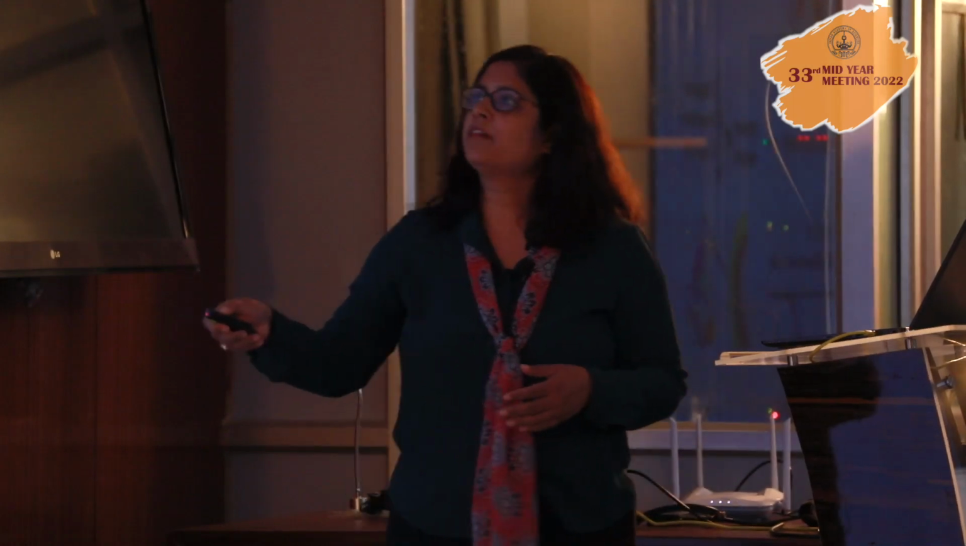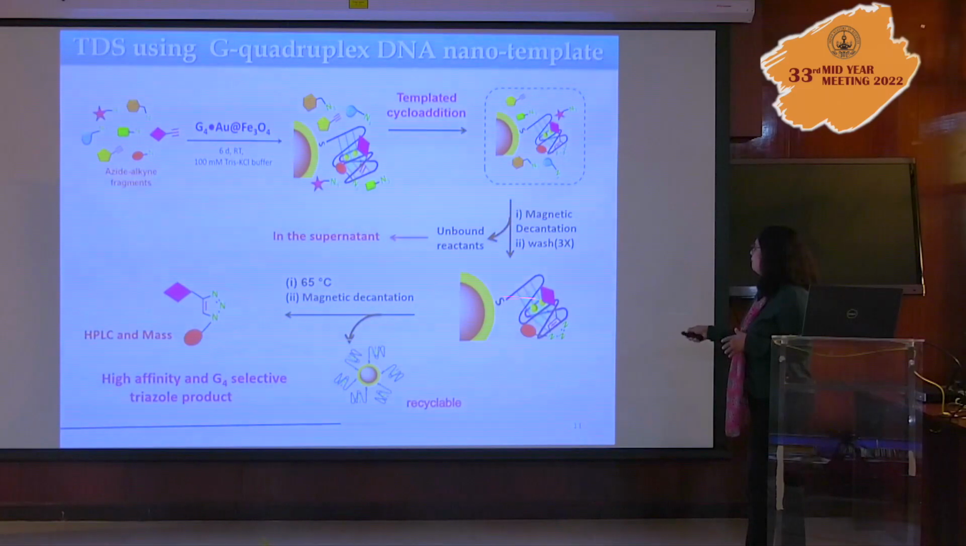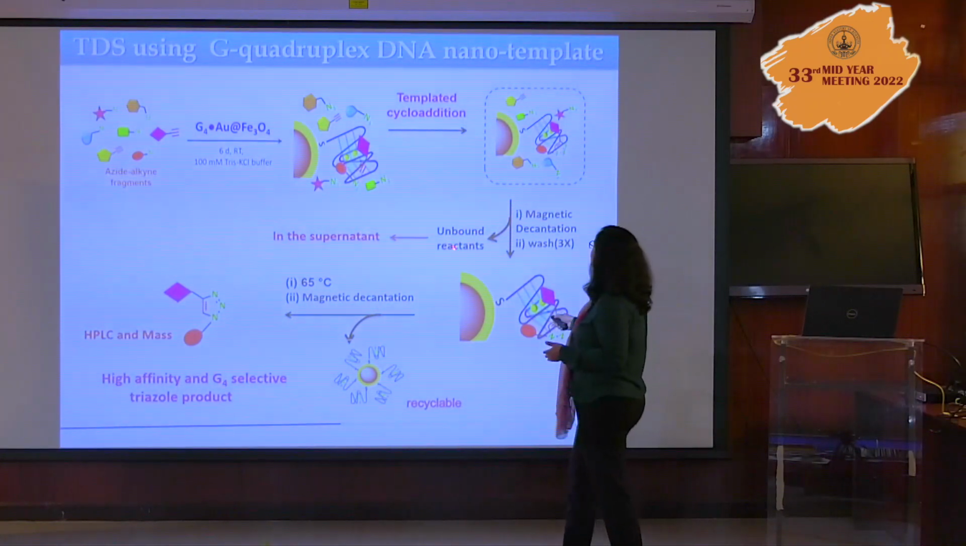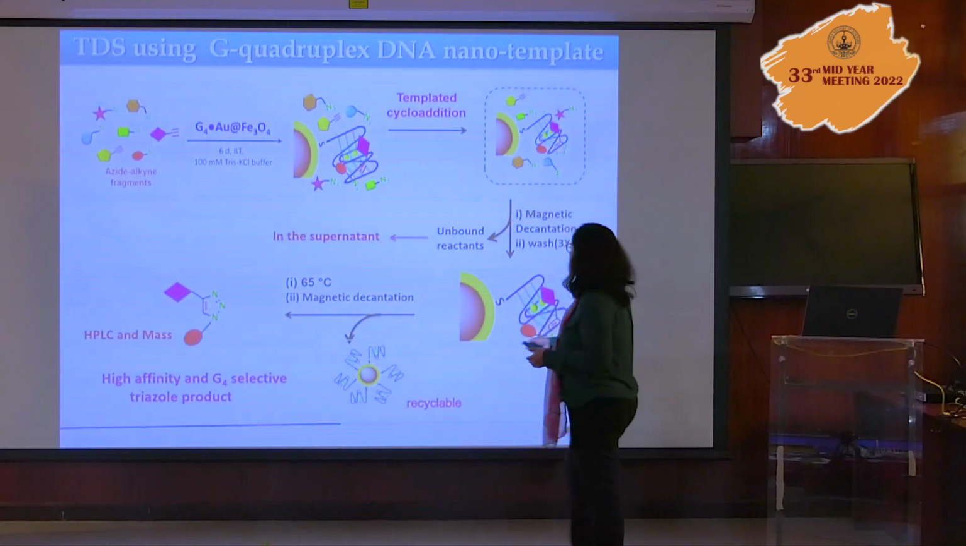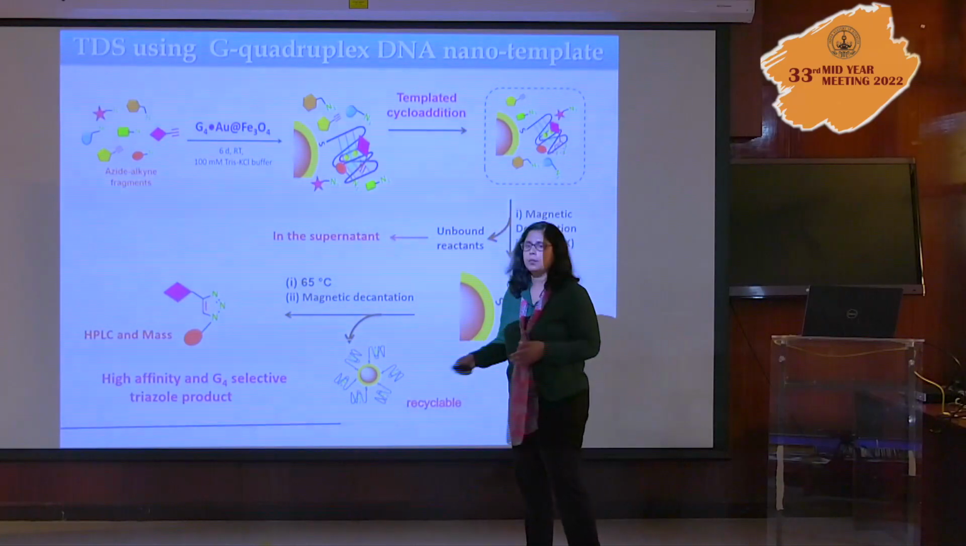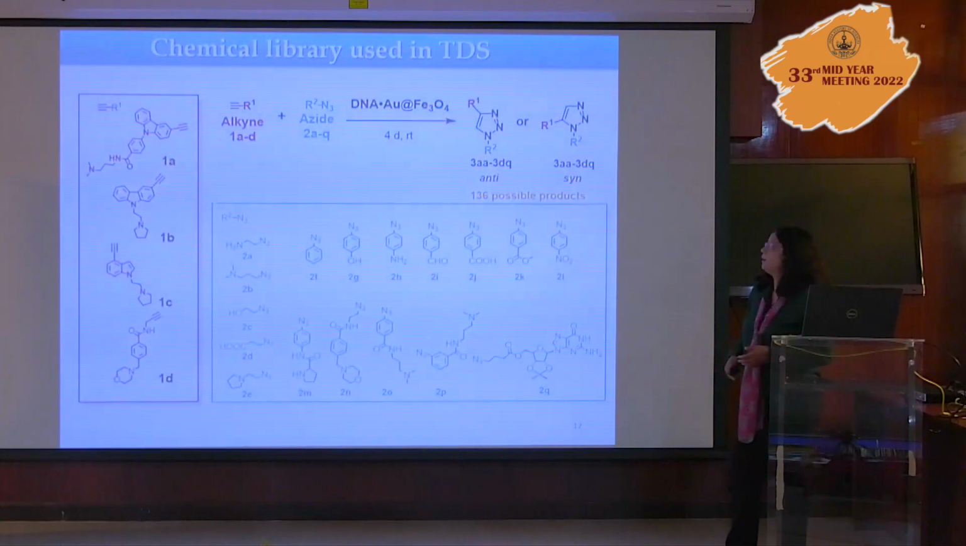After giving sufficient time, almost 6 days, we used an external magnet to isolate the DNA bound ligands. That is, we isolated the newly formed products along with the DNA nanotemplates, and the unreacted starting materials remained in the supernatant. This ligand bound DNA was then heated to release the products, which were characterized using HPLC and mass spectrometry. As I mentioned, we could also recover and reuse the DNA nanotemplate.